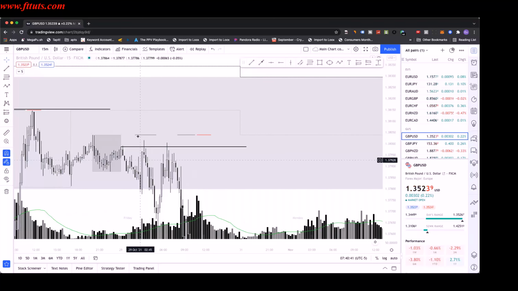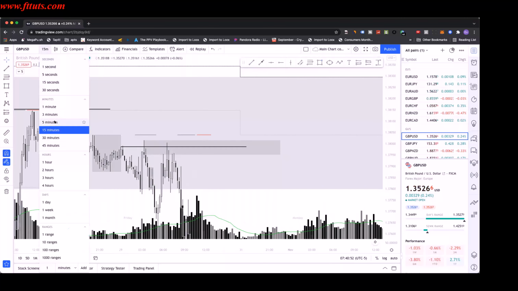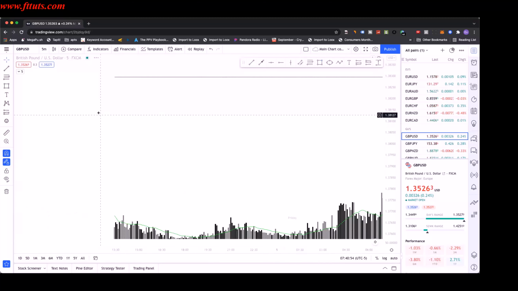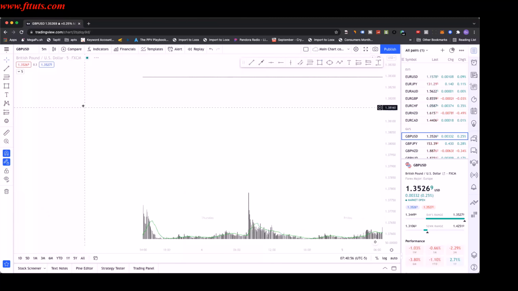Now this obviously would be some type of 5-minute entry from here, and you'd have a power move, something like that. Possibly a lower time frame than that. I don't think TradingView is going to let me go back that far though.